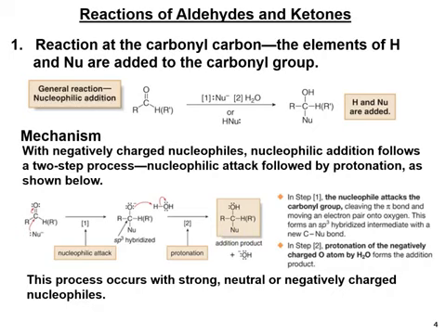Mechanism: with a negatively charged nucleophile, addition follows a two-step process, nucleophile attack followed by protonation, as shown below. First of all, the nucleophile that has a negative charge attacks the electrophilic carbon of the carbonyl, and this oxyanion, which is sp3 hybridized, abstracts a proton from water or the medium and gives the final product. This is an example of an addition reaction.